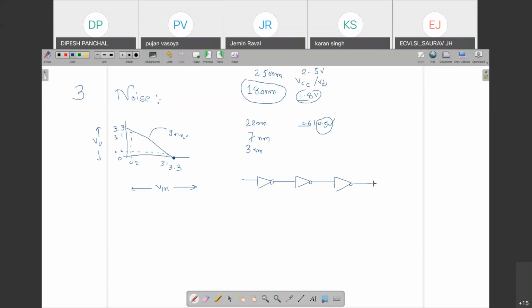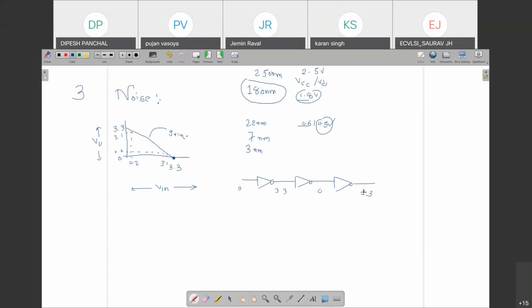Do not just say the definition: noise margin is like this, noise is like this, speed is like this, power is like this. No, give some examples, so it's better to understand and better to explain in your interview. So these are the inverter chain. I expect that if my input is 0, output is 3.3, then 0, like that.